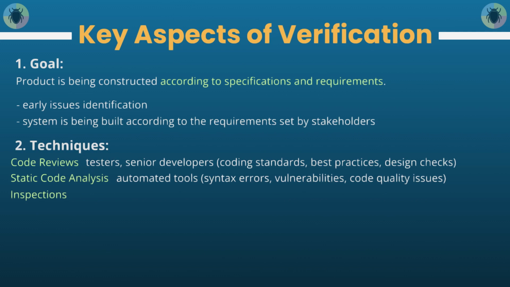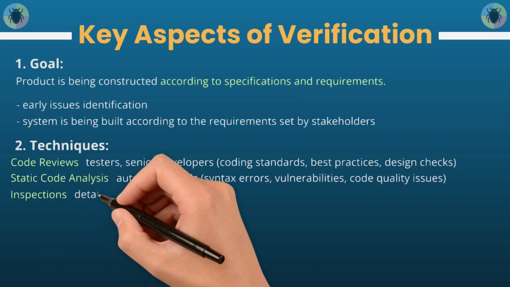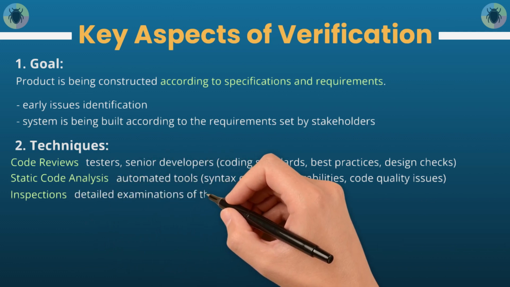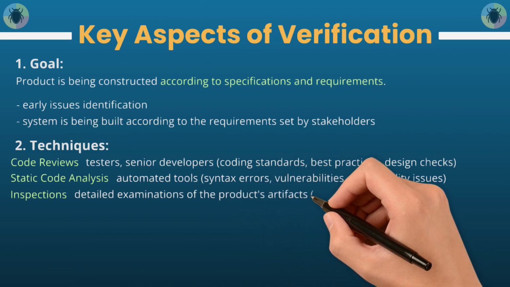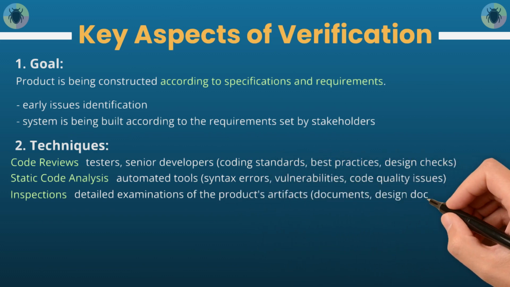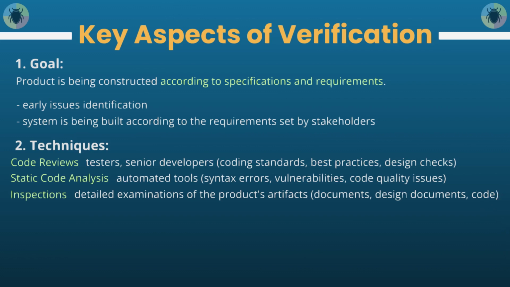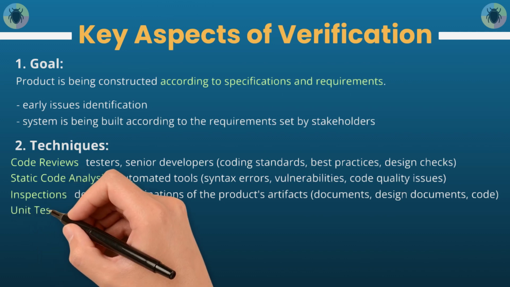Inspections. Formal inspections are detailed examinations of the product's artifacts, including requirements documents, design documents, and code. These inspections are often conducted in a structured manner with defined roles and objectives, aimed at detecting defects and ensuring compliance with requirements.